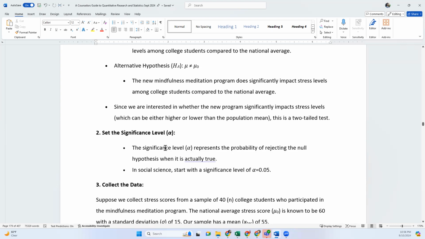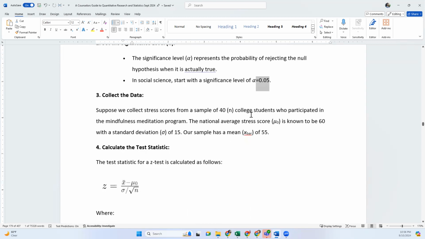All right. So we're going to set our significance level, or alpha, at 0.05. And then we're going to collect our data. So we've got a sample of 40 college students who participate in mindful meditation. The national average, which is our population mean, is known to be 60 with a standard deviation of 15, and our sample mean was 55. So the stress level for our sample of 40 students was 55.